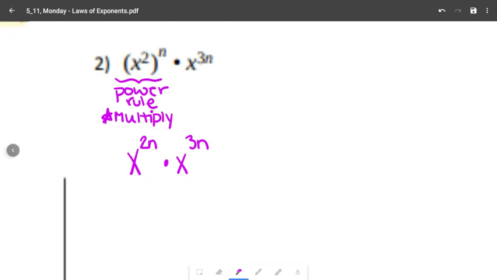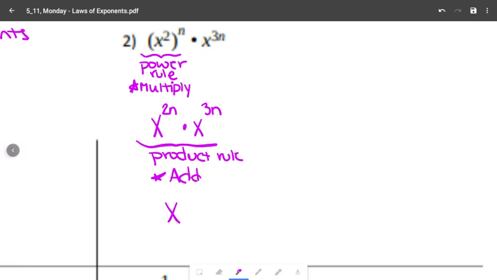When you're simplifying, there should only be one x left over, one y, one z, whatever variables you're dealing with. I should not see multiple of them when you are done simplifying. So right now I still have more than one x sitting here, so I need to keep going. This is now my product rule. They are being multiplied, which means we are going to add their exponents. So we get x to the 5n. 2n plus 3n is 5n. And now since I have only one x sitting here, that is my final answer.